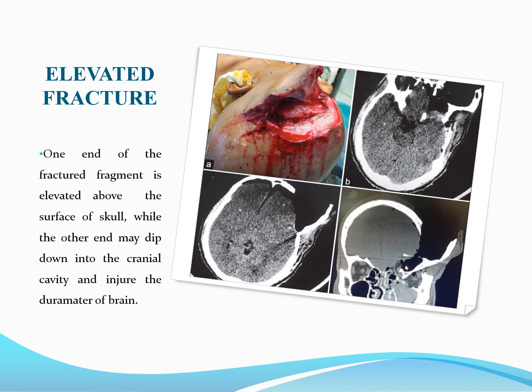In an elevated fracture, one end of the fracture fragment is elevated above the surface of the skull, while the other end may dip down into the cranial cavity, and this may result in damage to the dura mater of the brain. Usually, this type of fracture results from a blow with a heavy weapon, just like an axe, which causes this fracture.